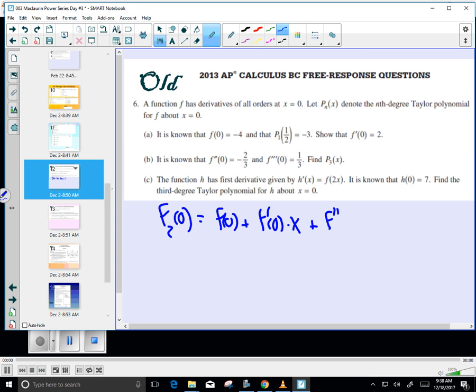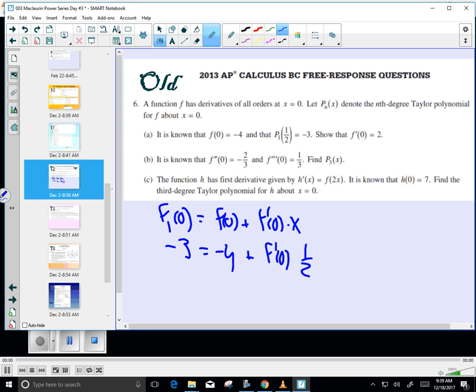f double prime of 0, x squared over 2 factorial. Now, we don't need that last term because we're just going up to the first term. So I'm going to take this off, and we'll go to 1 here. And this says f of 0 is negative 4. F prime of 0 is what we're trying to find. X is 1/2, and f of 1/2 is negative 3.